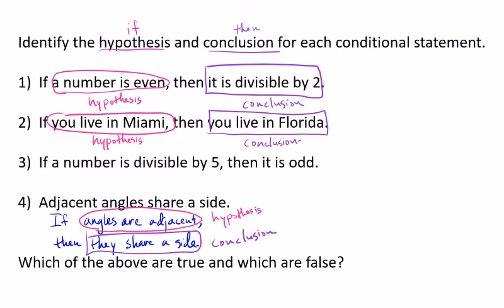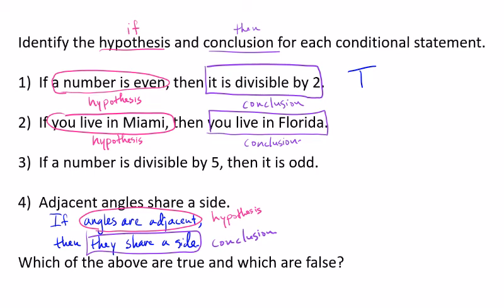Now here at the end we can see which of the above statements are true and which are false. That's something we can evaluate apart from identifying the hypothesis and conclusion. Number 1, if a number is even, then it's divisible by 2. Yes, that's true, because every even number is a multiple of 2.